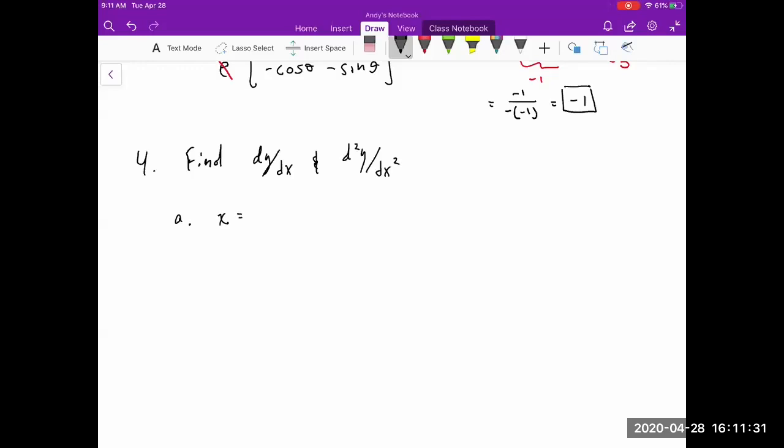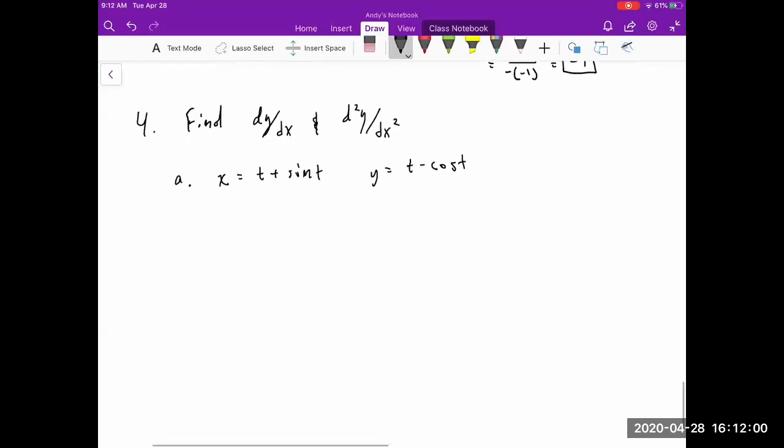But let's see, for a, we got x equal to t plus sine of t, and y is equal to t minus cosine of t. Now, I'm not saying which way to do this, so you could use eliminating the parameter if you'd like, if it's possible. In this case, I don't know how possible it is, but it's something you can try to do if you wanted, but I don't think it's doable in this case.